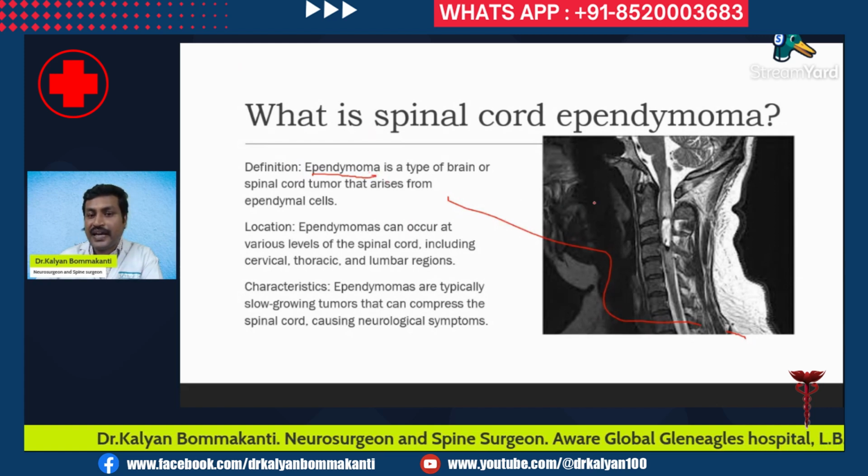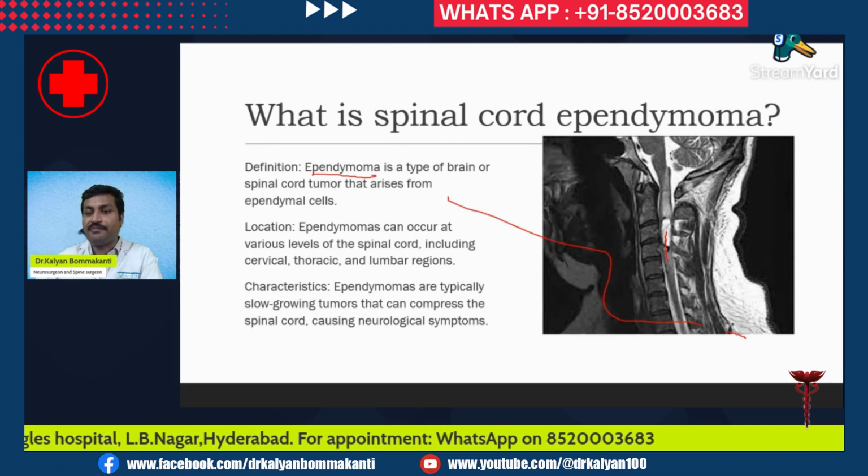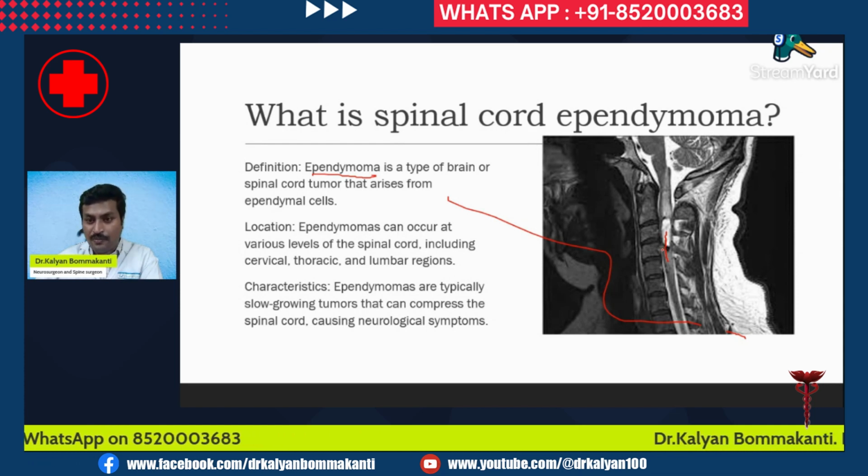So what are these ependymal cells? You see the spinal cord. In the center of the spinal cord is the central canal. The cells lining the central canal are called ependymal cells, and a tumor arising from these ependymal cells is called an ependymoma. This is an example of a cervical cord ependymoma.